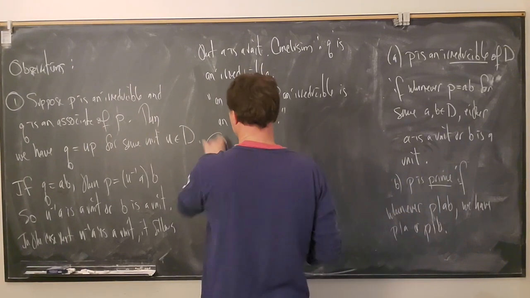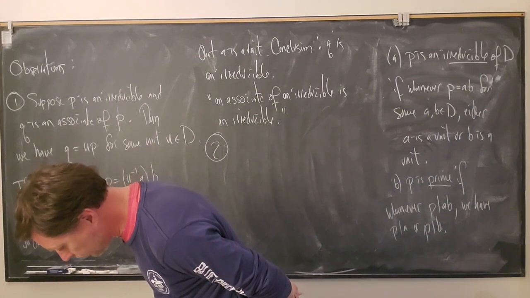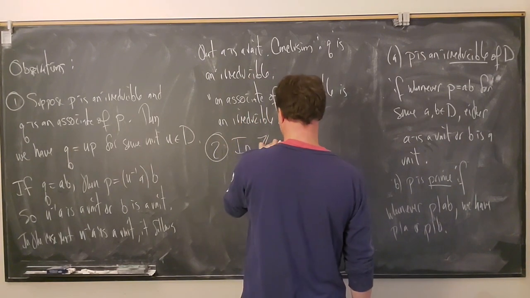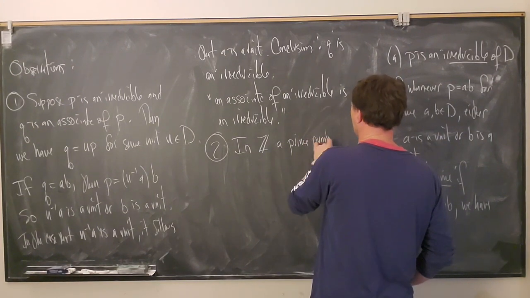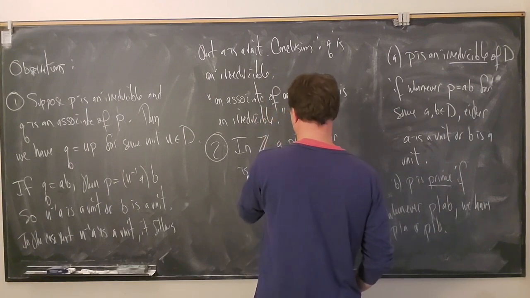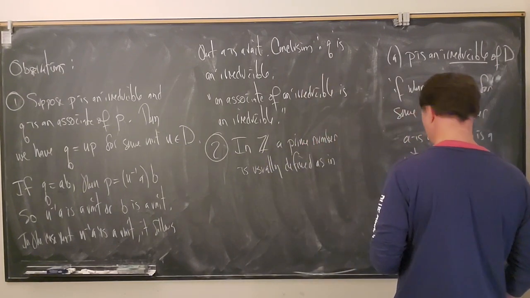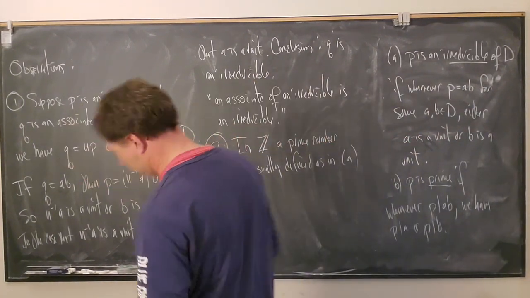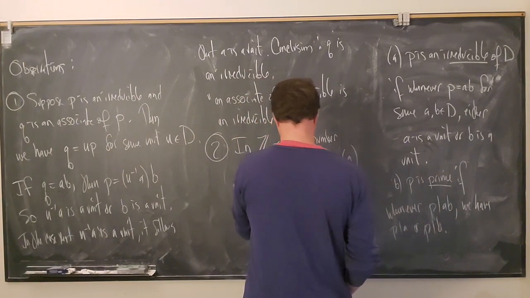The second observation: in Z, a prime number is usually defined as in A, and then part B is known as Euclid's lemma.